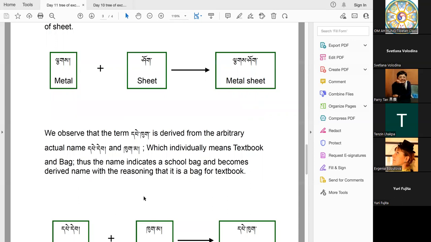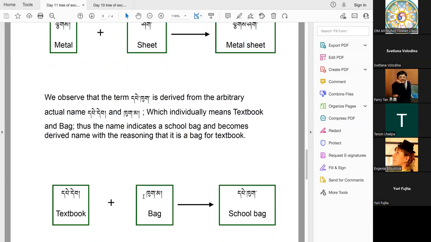which individually mean textbook. And so petep means textbook or book. Normally textbook because pe means example. So petep means like the textbook. And kukma means a bag. So since we combine both of these, it becomes pekuk, which means a bag to carry textbooks. So therefore, pekuk is school bag.